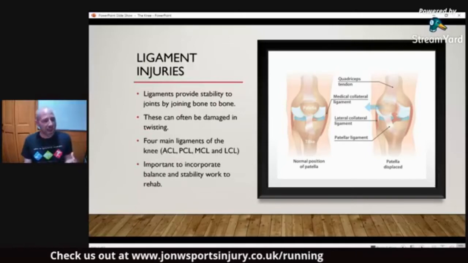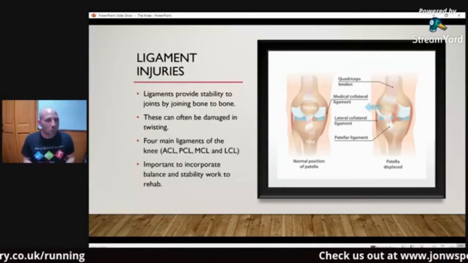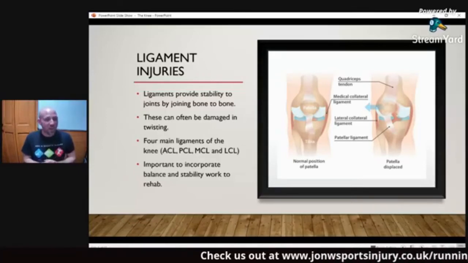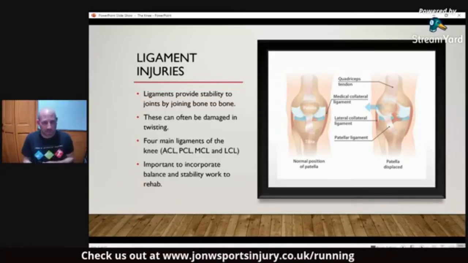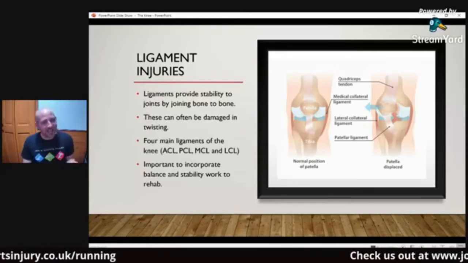So what I want to move on to now is talking about ligaments, and the ligaments around the knee. So now, what are ligaments? Well, ligaments join bone to bone. So they give our knees structure. They hold them in place. Now, we have four main ligaments of the knee, the ACL and PCL.